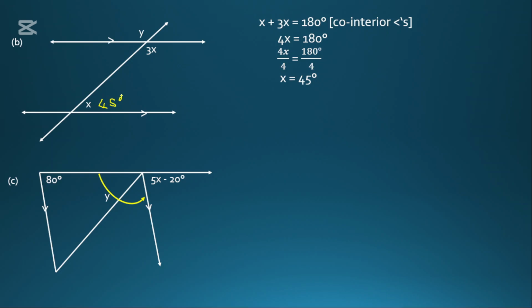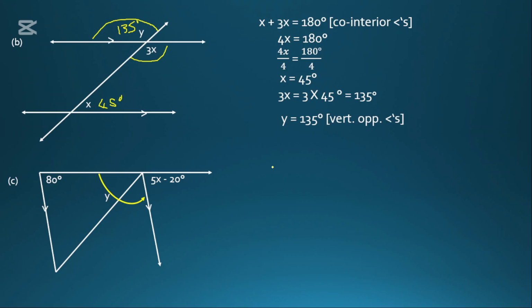Now I want y. But x and y do not form a pair. 3x and y form a pair. You can see there, they are vertically opposite angles. So we must find the value of 3x first before we can find the value of y. So you must include this step here. 3x is equal to 3 times 45 degrees, and that is equal to 135. For that reason, y is also equal to 135 degrees, vertically opposite angles.